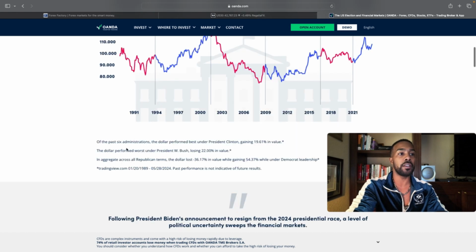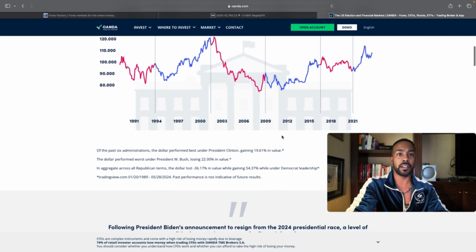If you can read right here, it says of the past 6 administrations, the dollar performed best under the Clinton administration, gaining 19.61% in value. In aggregate, across all Republican terms, the dollar lost 36%, while under the Democrats, it grew 54.37%.